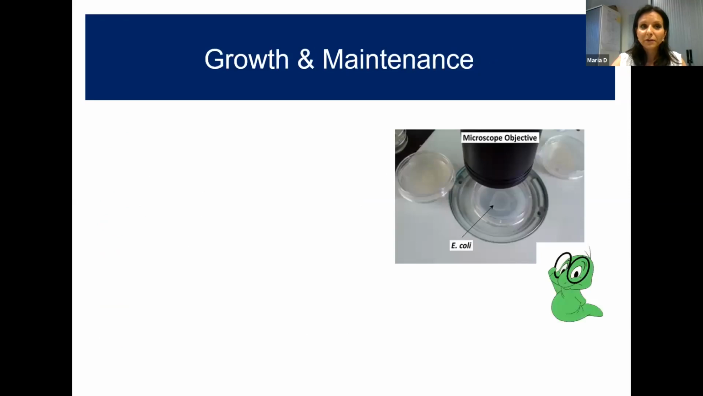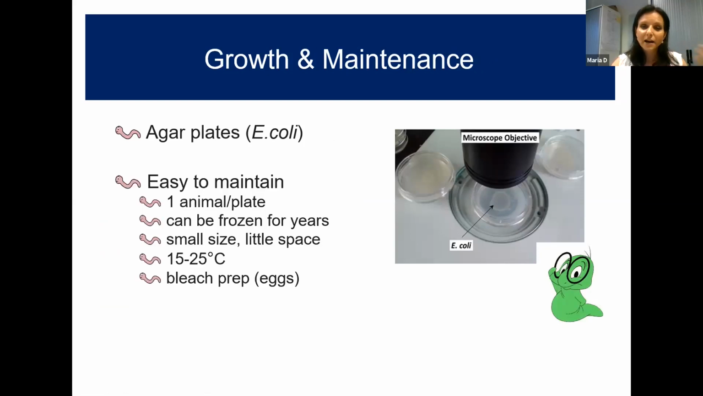If you come and visit the lab here at the University of Hertfordshire, you are going to realize that we are growing these animals on plates. This is a plate that you see here on the right-hand side, and at the center of that plate there is a spot of bacteria, E. coli food, and this is what they eat. These animals are very easy to maintain. You can put a single animal on a plate, and because it self-fertilizes, one animal can give up to 300 babies.